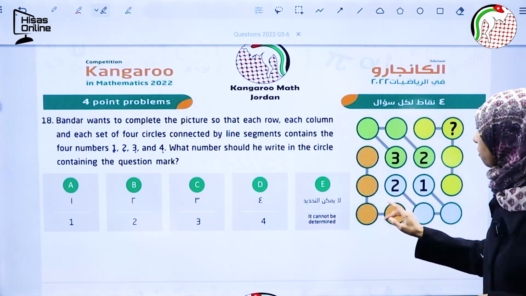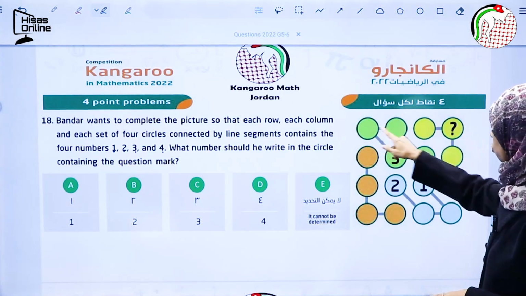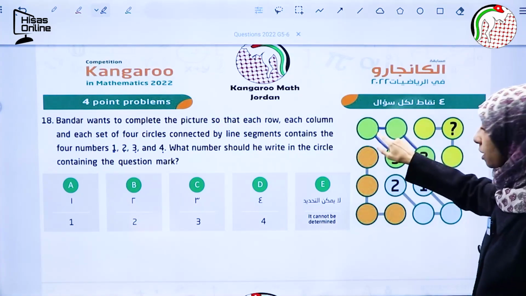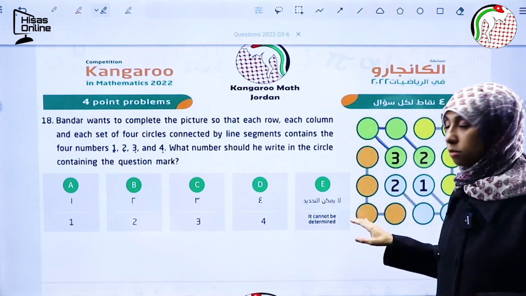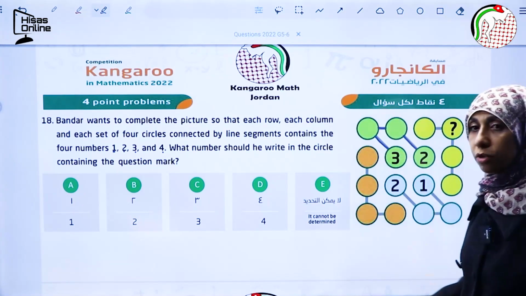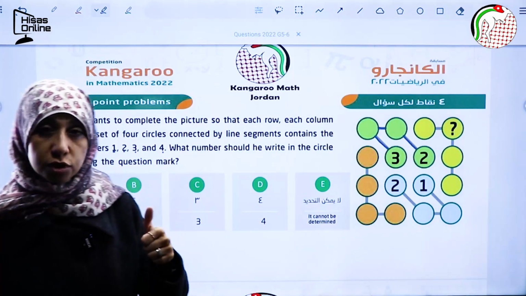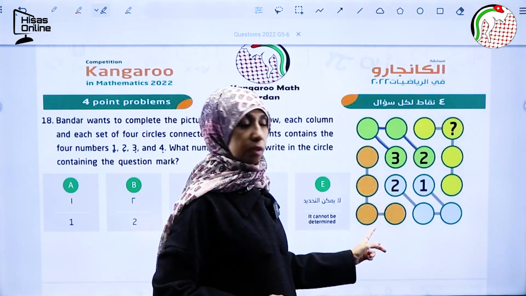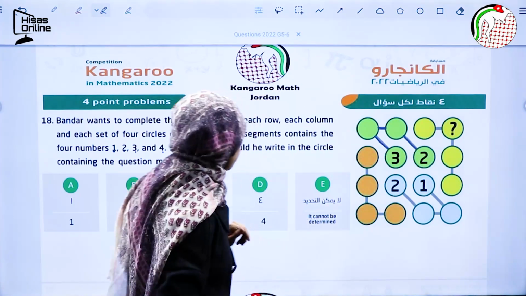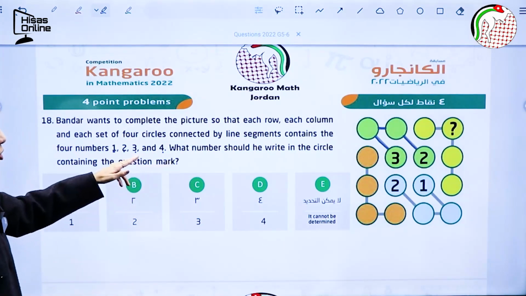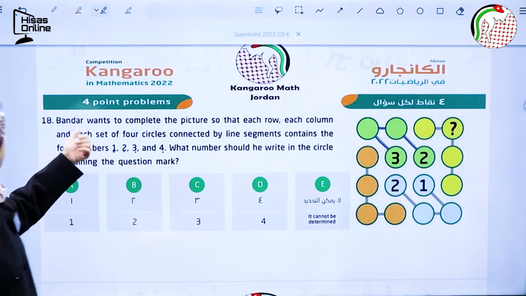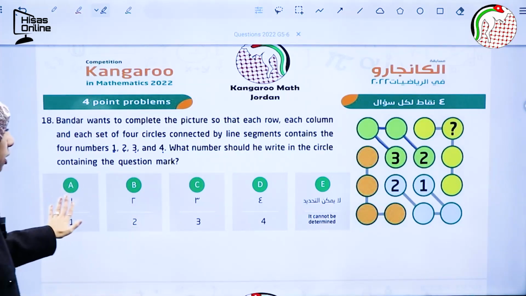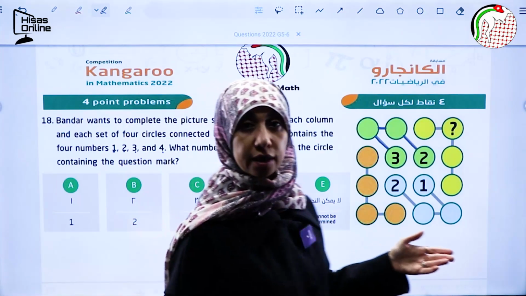So here we have each line, each row, each column, and can you see 4 circles connected by line segments? So we want the 4 numbers to appear on those 4 circles, and we don't need any number to be repeated either in the row or on the column. Now, what number should Bender write in the circle that has the question mark? Is it 1, 2, 3, or 4, or I cannot decide?